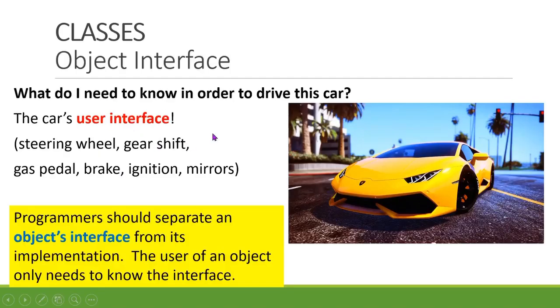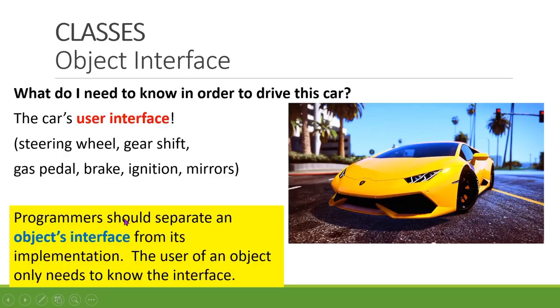Let's say that I owned this awesome car, and all I need to know in order to drive this car is just its interface. I need to know how to open the door to get in, how to turn on the car, how to use the steering wheel, the gear shift, the gas pedal, brake, ignition, and mirrors. I don't necessarily have to know about the catalytic converter, how to change spark plugs, about the engine, or anything like that that's under the hood. In order to drive the car, I only need to know the things that are meant for me to be able to drive, the interface.